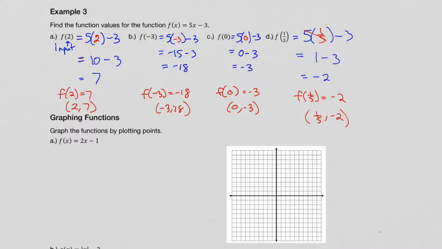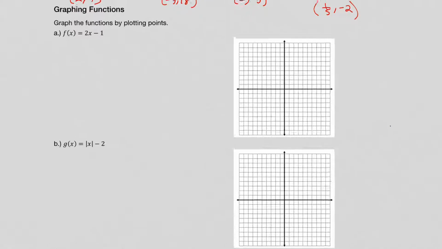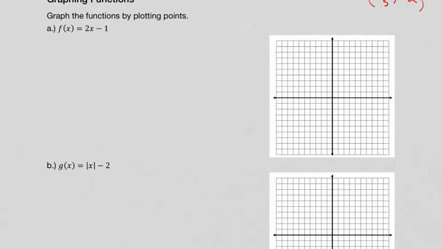Now let's take a look at graphing functions by plotting points, which is basically creating a table, and we've done this before. The first question is, graph the function f of x equals 2x minus 1 by plotting points. So we can do a table.